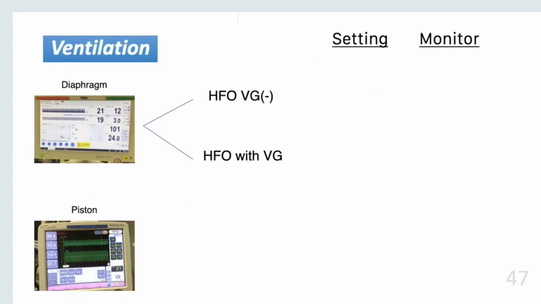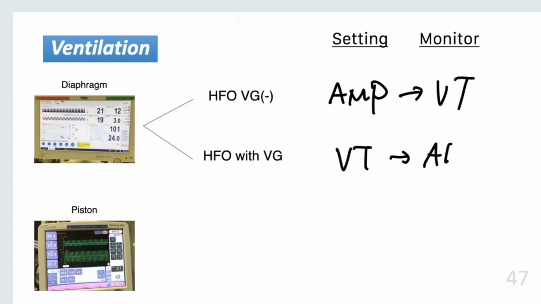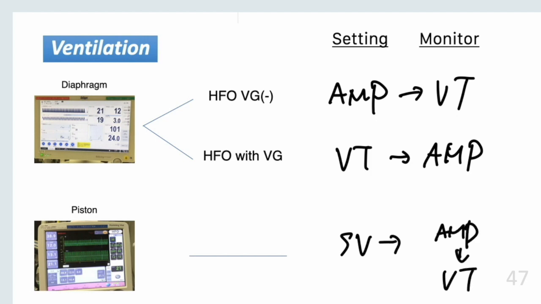This slide shows the settings to be made to piston type and diaphragm HFO ventilators and the corresponding monitoring items. In diaphragm, in the mode without volume guarantee, set amplitude and monitor tidal volume, and with volume guarantee, set tidal volume and monitor amplitude changes. If it is a piston type, we need to set the stroke volume and evaluate how much the amplitude will be, and consequently the tidal volume.